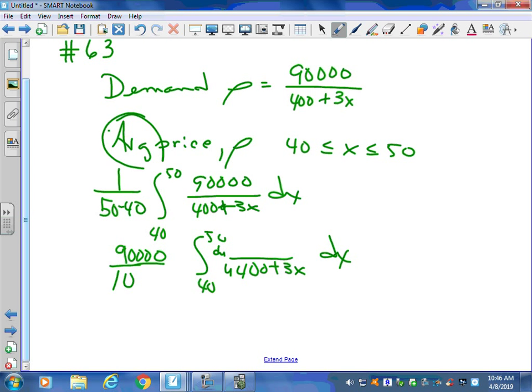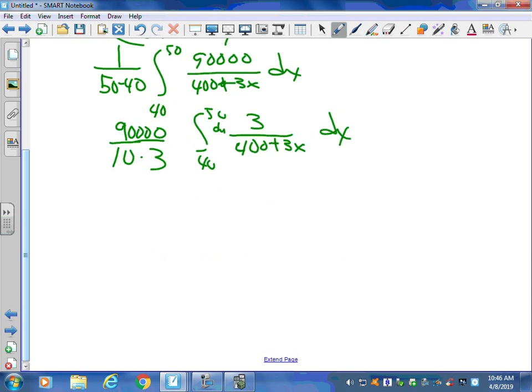Put a 3 up top. We need a 3 up top, so then I'm going to put a 3 down here in the bottom with 10. So now you can... That looks like a 4 in front. Let me take that U off. Now we can integrate this with LN, and we've got this to put out front that we can deal with.